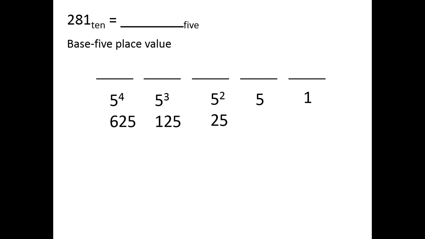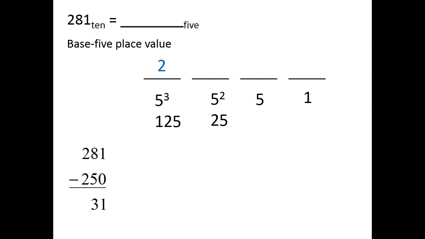Now, if I have 281, obviously I can't get any groups that are a size of 625. So I'm not going to have a 5-digit number here in base 5. But I can get some groups of 125 out of this number. I can get 2 groups of 125 out of 281. 2 groups of 125 is, well, let's see, 2 times 125 is 250. So that means out of this 281 base 10, I have taken 250 of that and grouped it into 2 groups of 125.